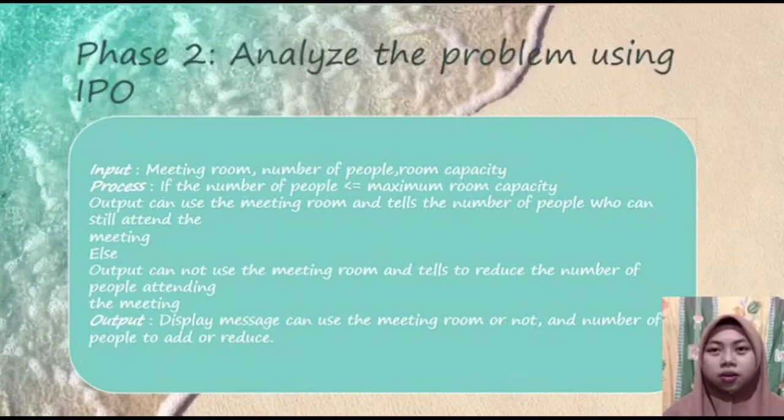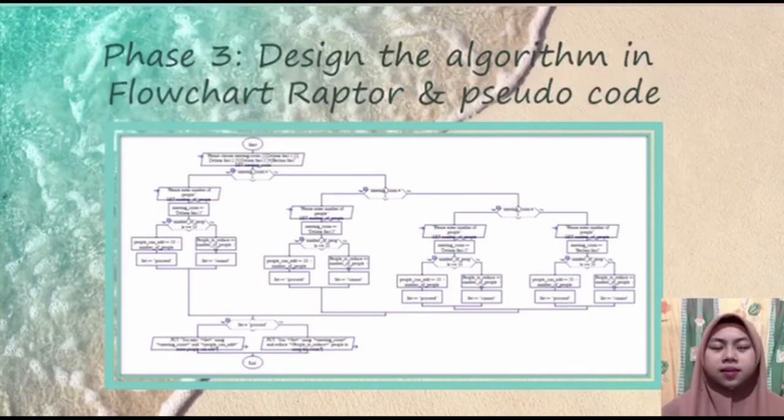Phase 3 is design the algorithm in flowchart and pseudocode. The flowchart is as shown on the slide. It begins with start. Then input is choose the meeting room mode. 1 is for the Limasari 1, 2 for the Limasari 2, 3 for the Limasari 3, and 4 for Brilliant Sari.